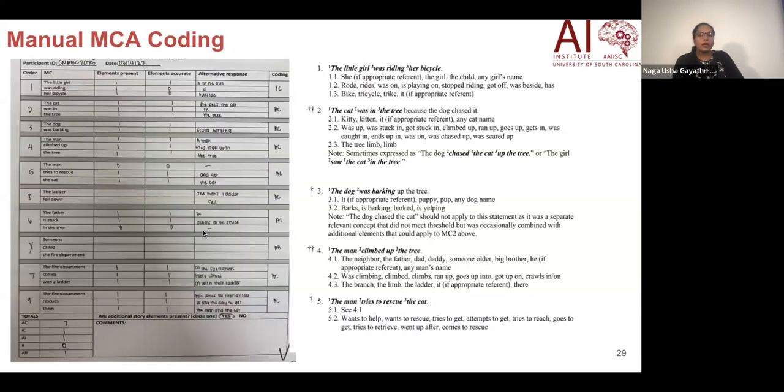Okay. So this is how MCA coding is done manually. For example, the little girl was riding her bicycle. That is one main concept for the cat rescue description task. And the cat was in the tree because the dog chased it. So for each main concept, the scores are given, and this is how it is done manually, which is very intensive, and it takes about 45 minutes for each participant. That's what we got from the annotators.